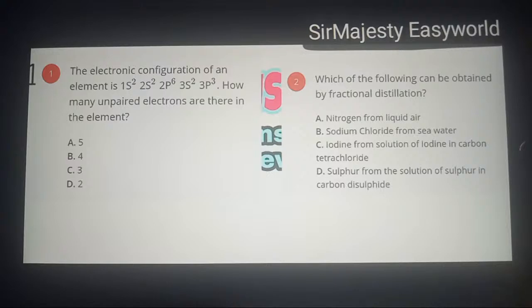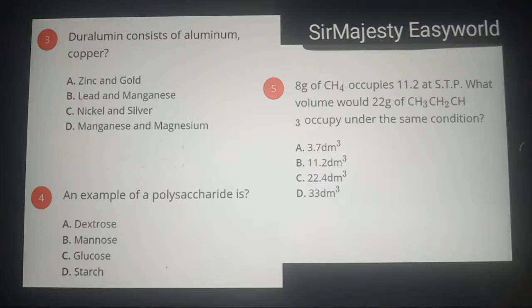Then the other one, okay, number 3 says duralumin consists of aluminium, copper and what? Duralumin is composed of 4 elements.